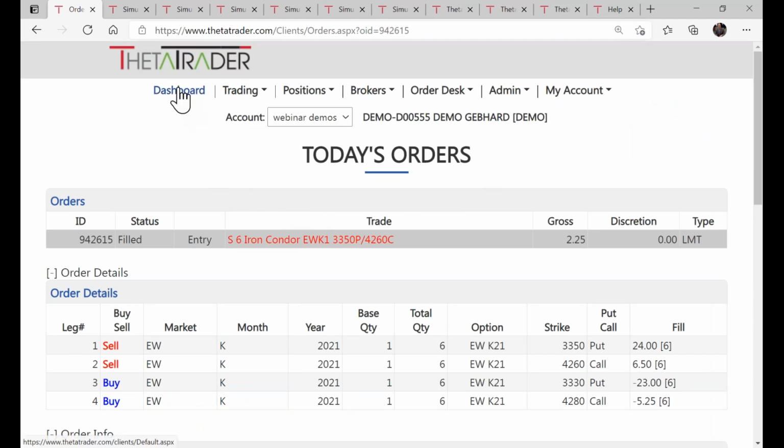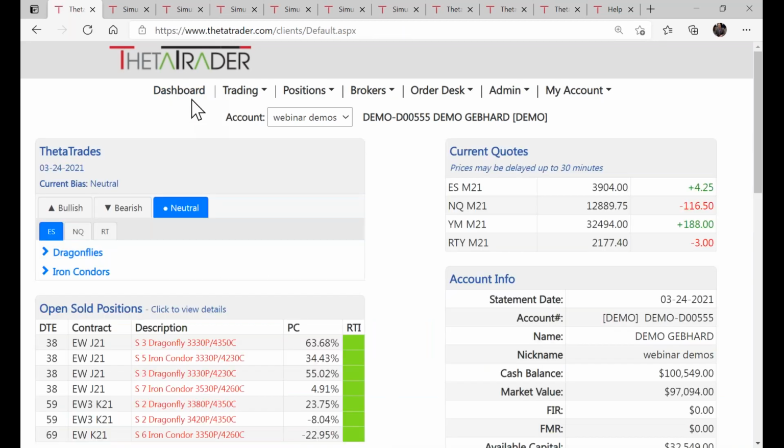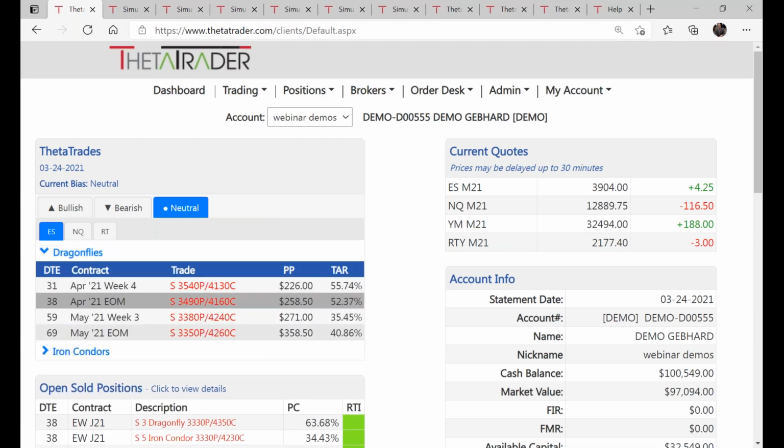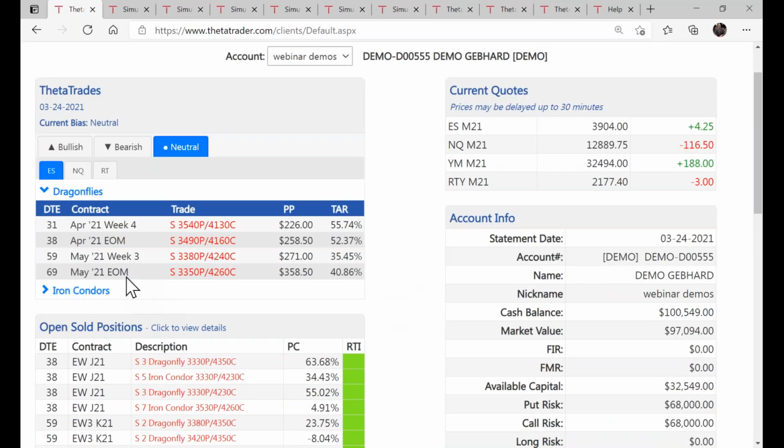Okay, so now that you've done that with the Condor, you're kind of curious about the Dragonfly, perhaps. Now I'm going to go back and same type of thing. Instead of a Condor, you would look at the Dragonflies, and here are the Dragonflies available. And we'll go ahead and look at this May end of month Dragonfly.